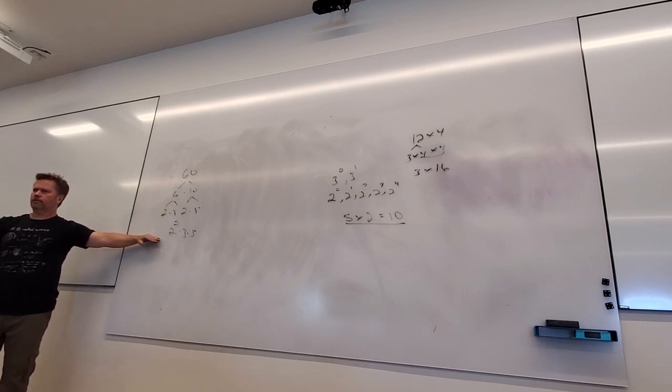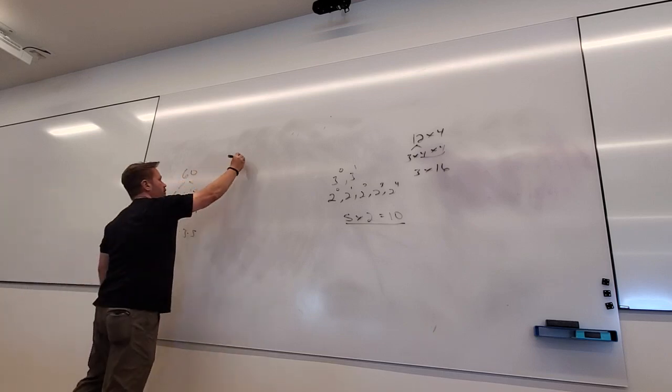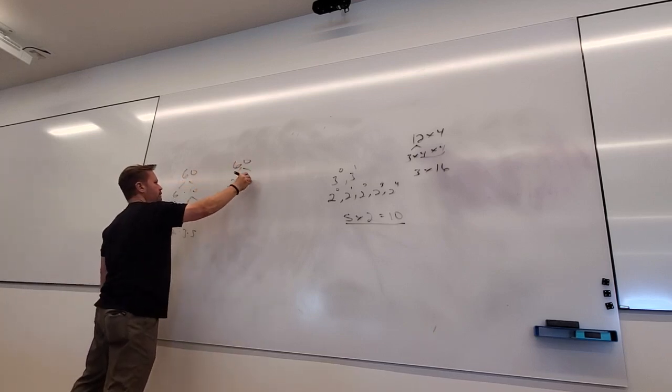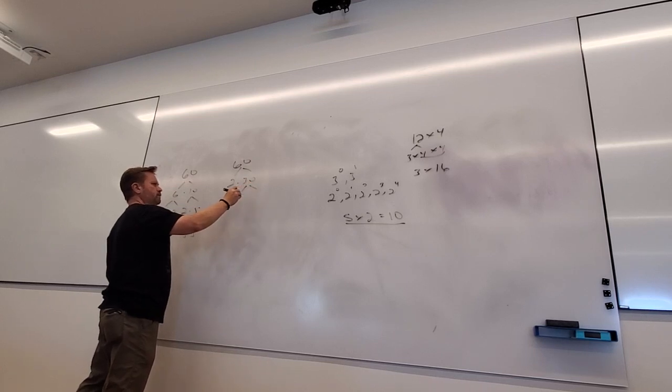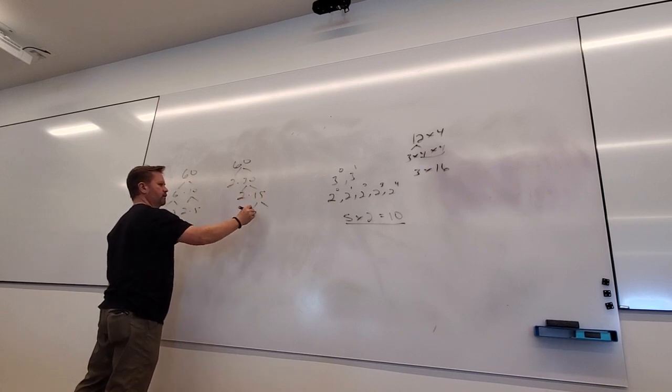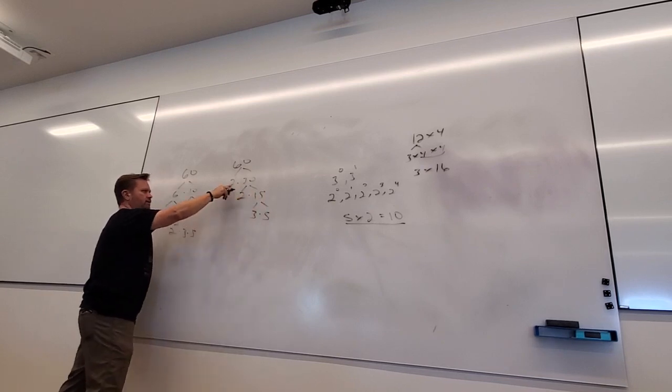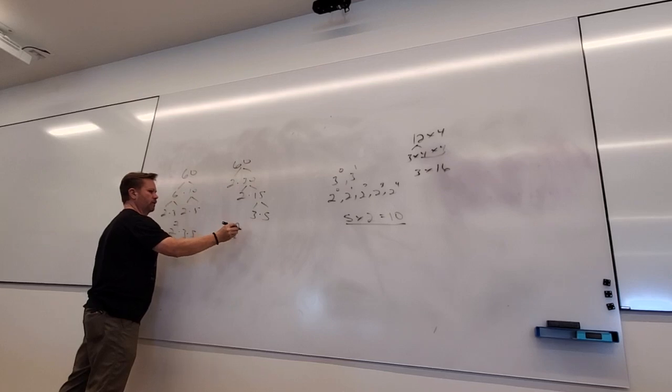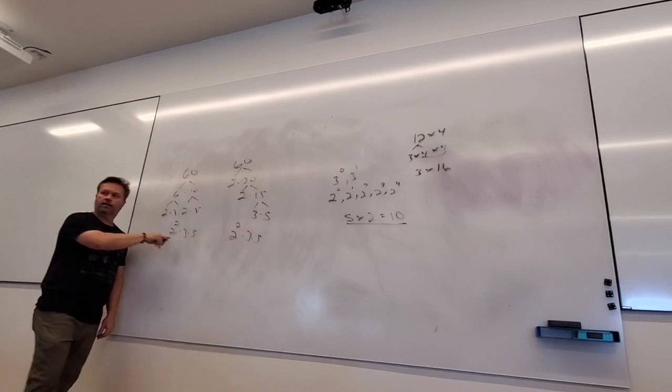Go ahead. I did 2 times 30. Is that acceptable? Yeah, it's fine. So if you do 2 times 30, keep going. What's 30? 15 times 2. And what's 15? 3 times 5. So what'd you get? How many 2s? 2 squared times 3 times 5. Same thing I got, right?